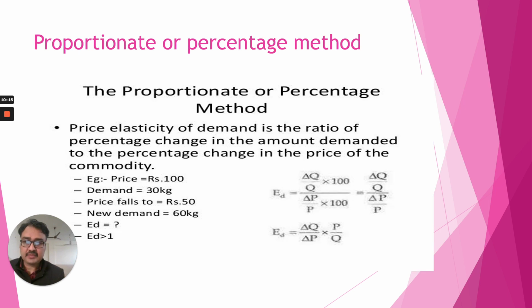Second one is percentage method. Here we will use the formula, that is price elasticity of demand will be equal to percentage change in quantity demanded divided by the percentage change in price of the commodity, that is price elasticity of demand will be delta Q upon delta P multiplied by P upon Q. By using this formula, we can estimate the price elasticity of demand.